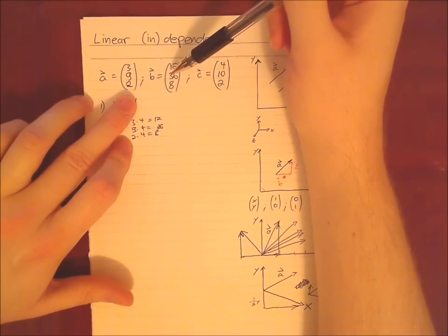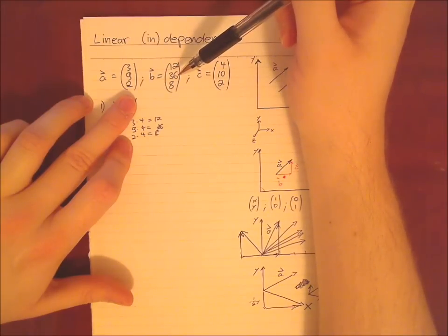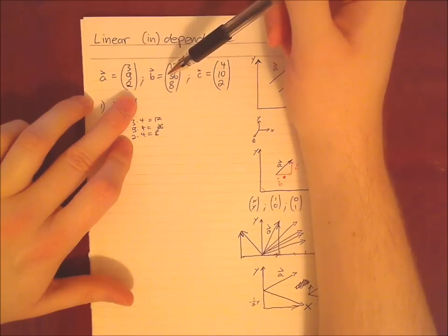B is just 4 times the length of A, but the direction is the same. So A and B are parallel. When they're parallel, they're linear dependent.